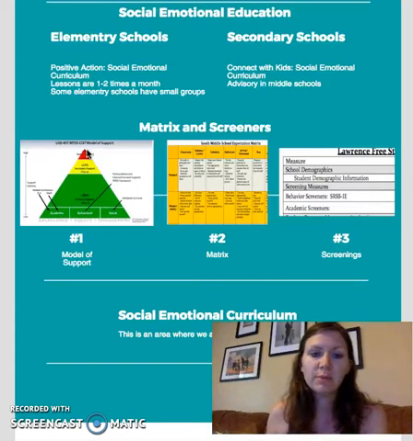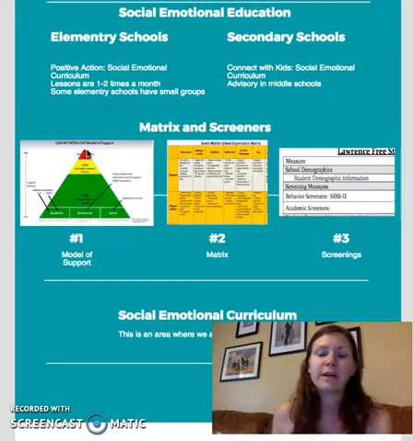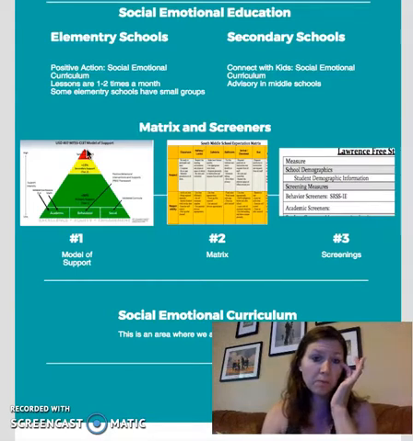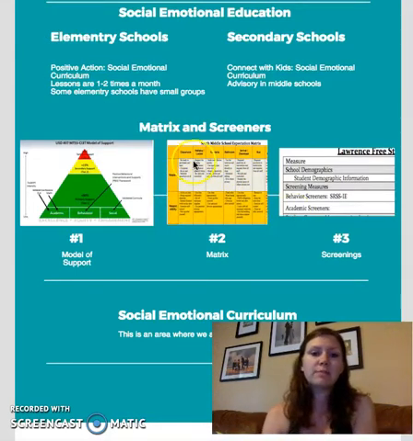To be able to determine those pieces, academic is fairly easy because you look at their assessment scores, you look at their classroom grades or their course grades, and you're able to determine what kind of support is needed. Behavioral is the same thing. It's a little bit easier to do those pieces because you have your minor and major infractions, you have your office referrals for the high schools, and so you're able to track that data a little bit easier.